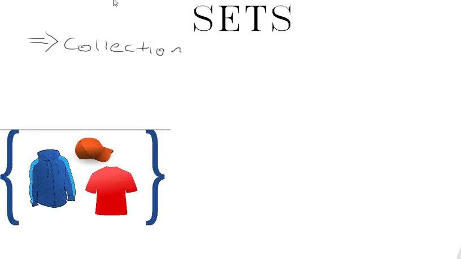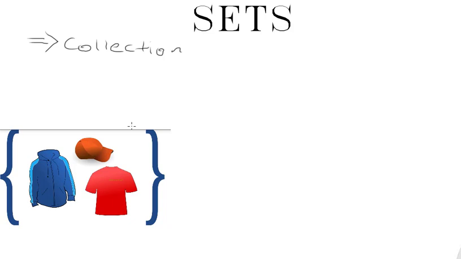So we've said a set is simply a collection. As you can see here, we've got an example of a set. We've got a set of clothes. We've got a jumper there, or that's a hoodie. We've got a cap there, and we've also got a shirt there. So that is a set of clothes.